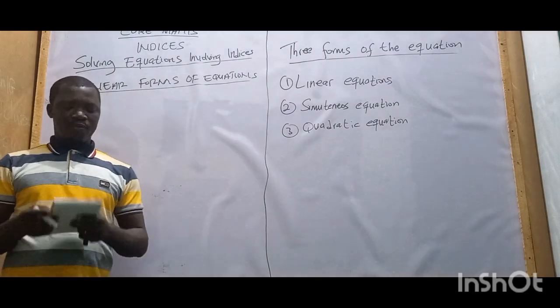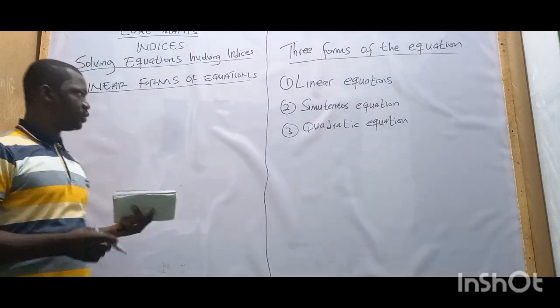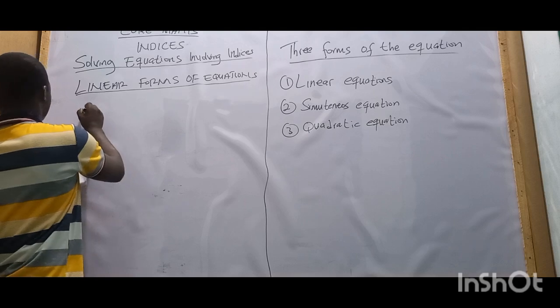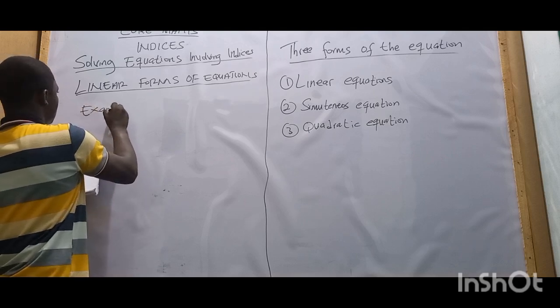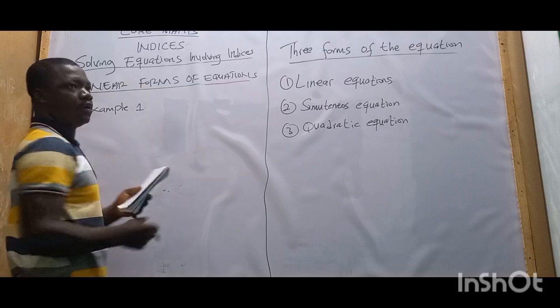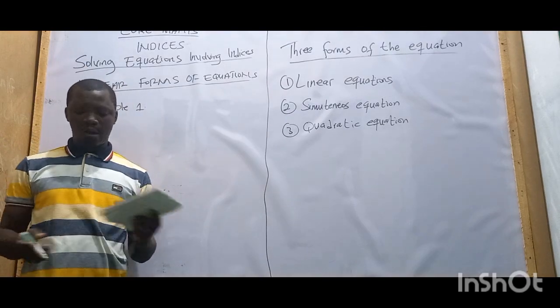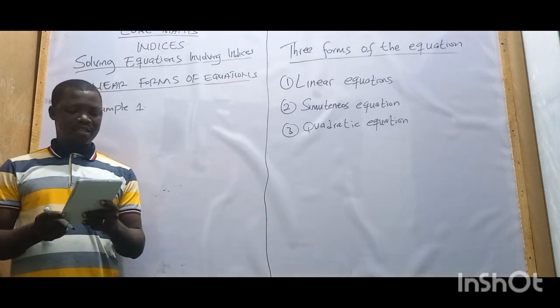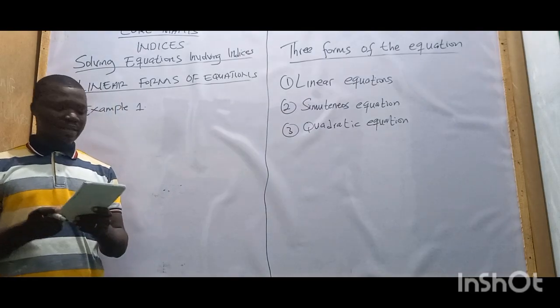So the linear form of the equation. Example 1. And we know linear equations. You know how a linear equation looks, so I won't worry myself talking about linear equations.